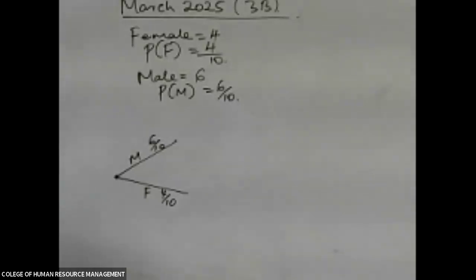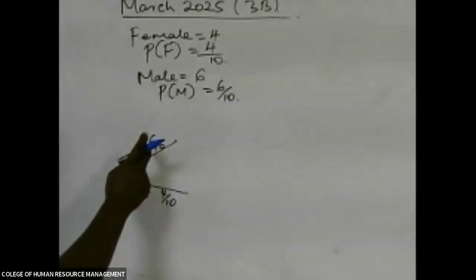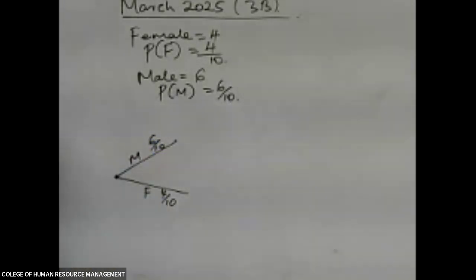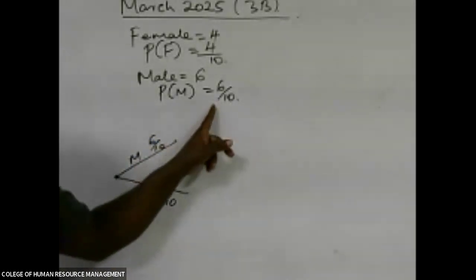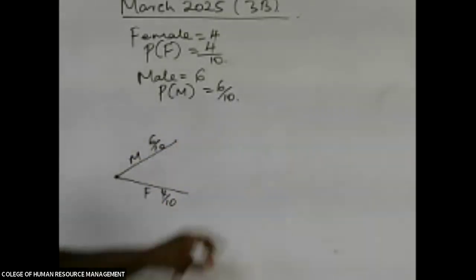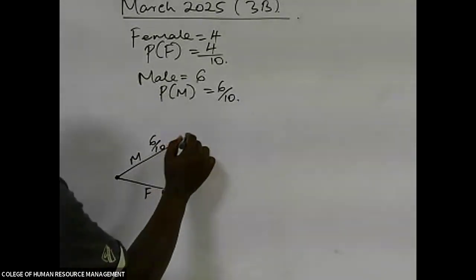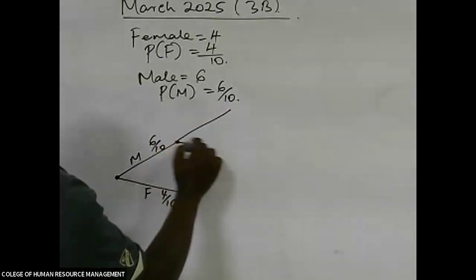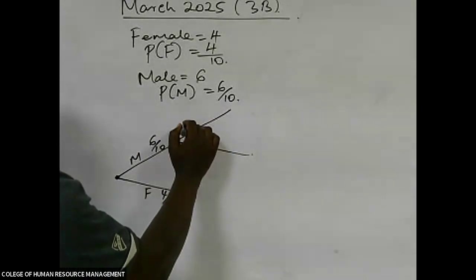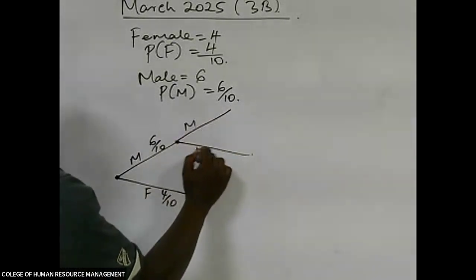Remember, we are picking two. So the first picking, it is either we pick a male or a female. The probability of picking a male is 6/10. The probability of picking a female would be 4/10. After you have done the first picking, remember, you are going to pick again. You are going to do the second picking. The second picking will either be male or female again.